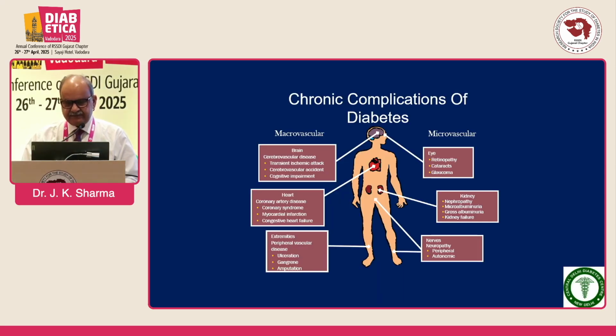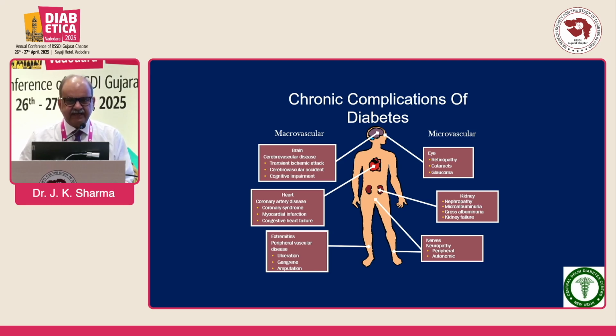Dear friends, we all know that these are the chronic complications of diabetes, to the brain, heart, extremities, nerves, kidneys, macrovascular as well as microvascular. But you see in the brain, there is one more addition, that is the cognitive impairment and the mental dysfunction. So that is again very important.